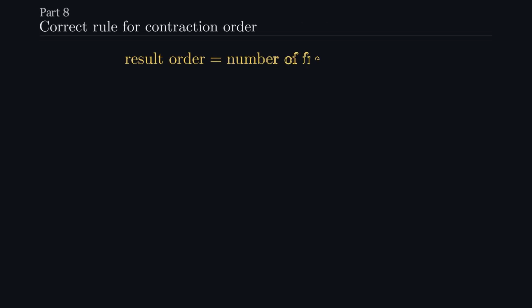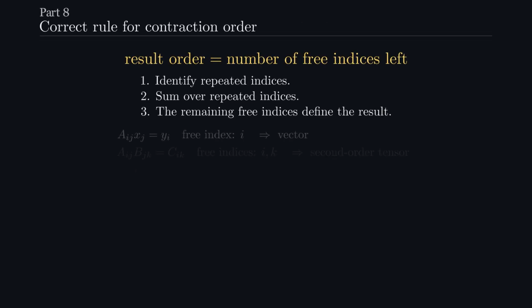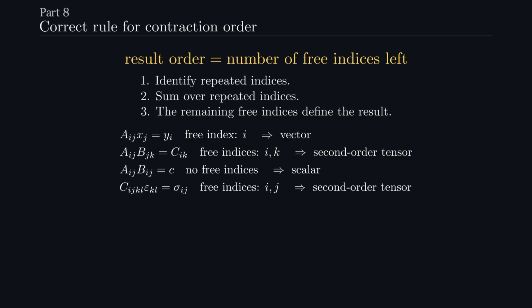The safe rule is this: identify the repeated indices, sum over them, and then count the free indices left. For Aij xj, the repeated j pair is contracted, and the free index i remains. Therefore the result is a vector yi. For Aij Bjk, j is contracted and i and k remain. So the result is a second-order tensor.